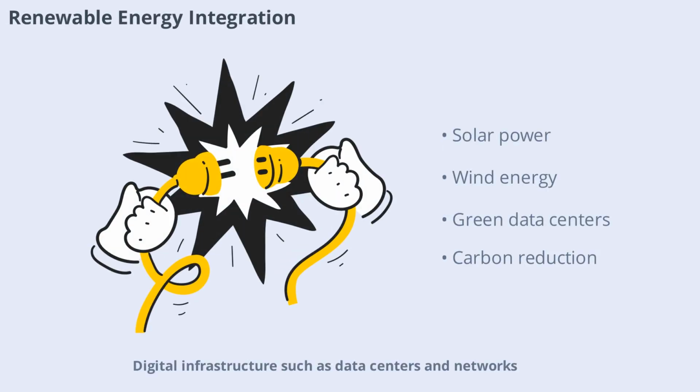Digital infrastructure, such as data centers and networks, consumes vast amounts of energy. Integrating renewable energy sources like solar and wind can significantly reduce the carbon footprint of digitalization. Many tech companies are investing in green power for their operations. By choosing renewable energy, we support a cleaner, more sustainable digital future. In the next scene, we'll explore how digital solutions can help monitor and reduce energy use.